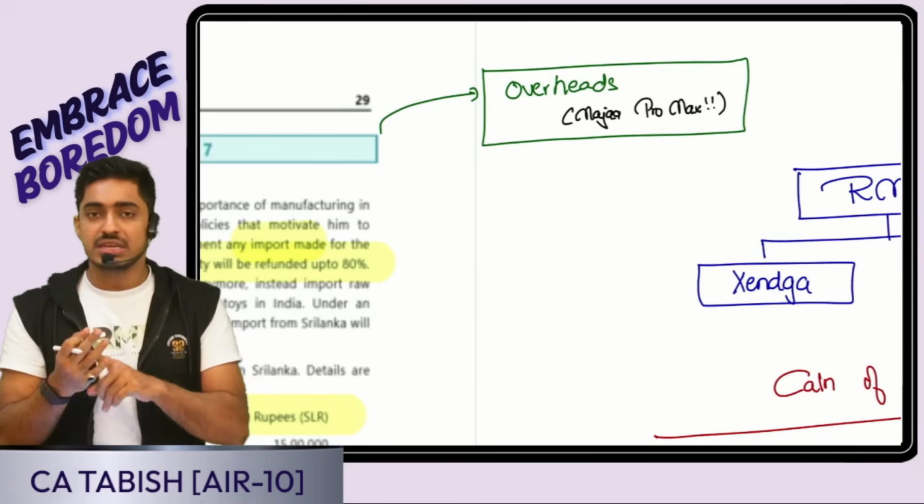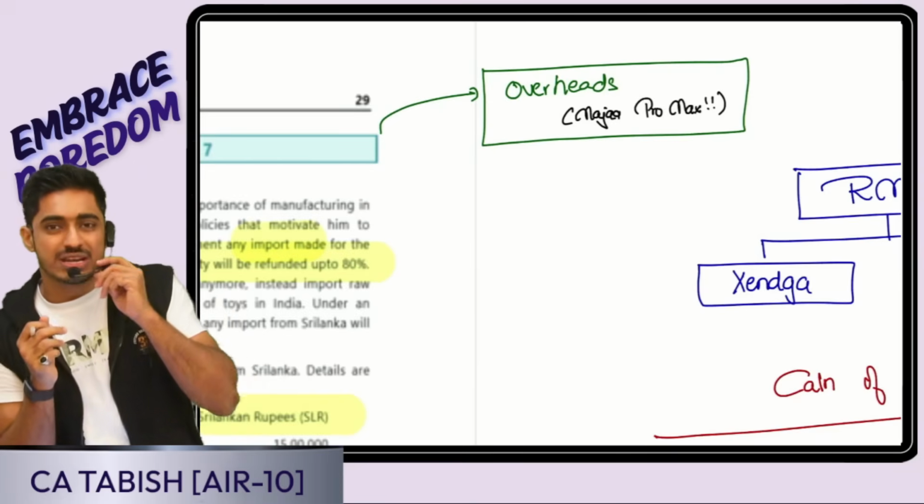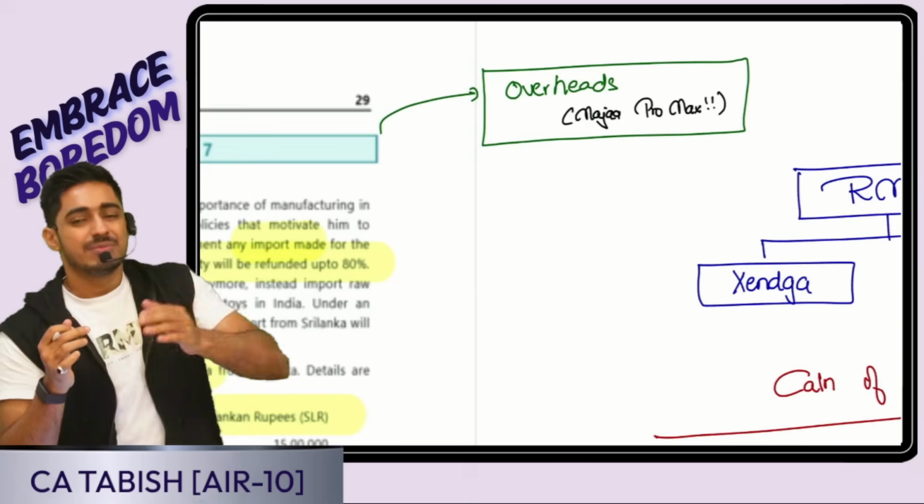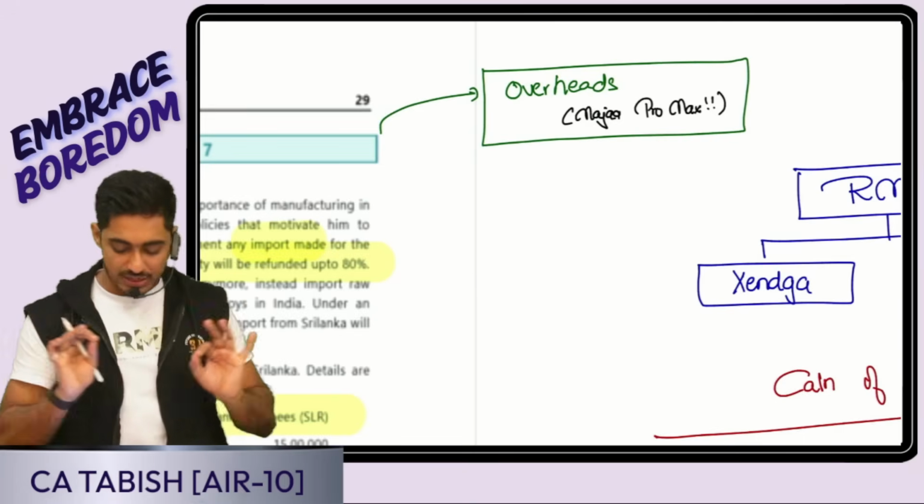Is this question specifically on overheads? No, it is majorly on calculation of the material cost, that is cost per unit. But you can either put it there or here. I've put it here. Okay, let us try discussing.